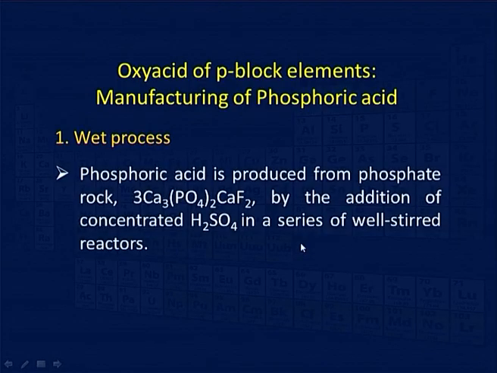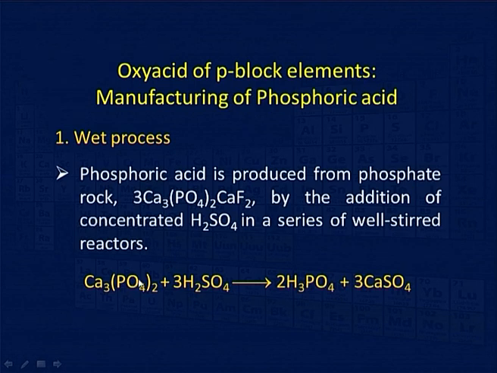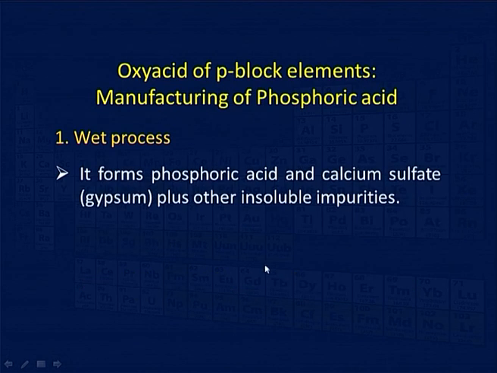The first one is the wet process. The phosphoric acid is produced from phosphate rocks. This is the composition of the phosphate rocks used for the wet process by the addition of concentrated sulfuric acid in a series of well stirred reactor. This is the reaction of the phosphate with the sulfuric acid in the reactor. This is formation of phosphoric acid. It forms phosphoric acid and calcium sulphate. Calcium sulphate is usually known as gypsum plus other insoluble impurities.